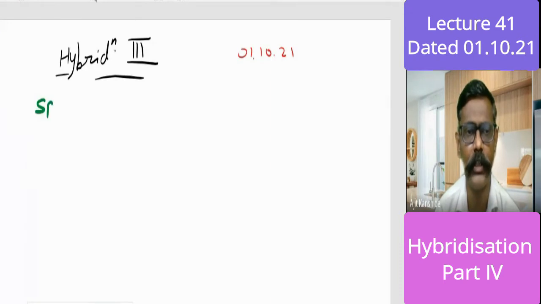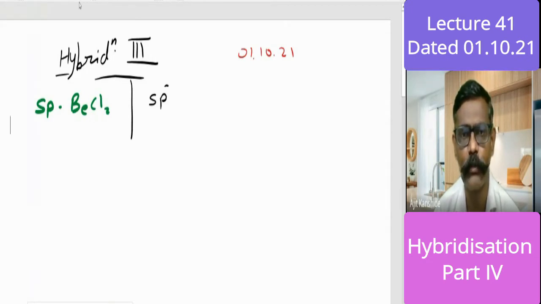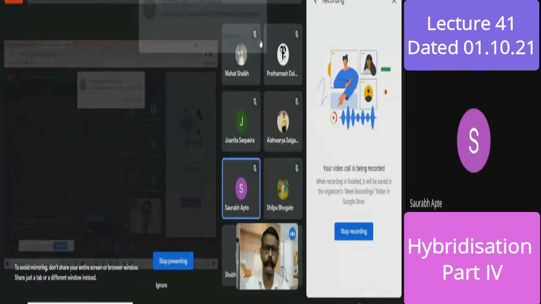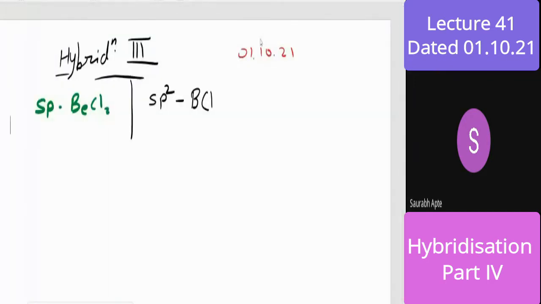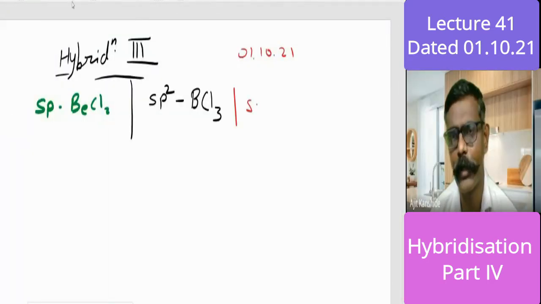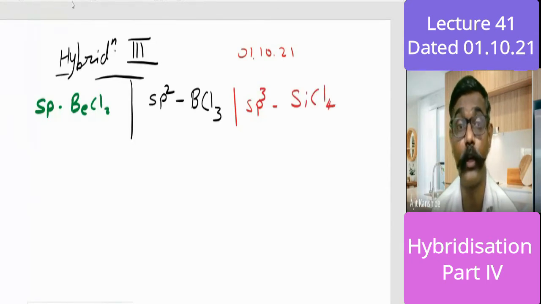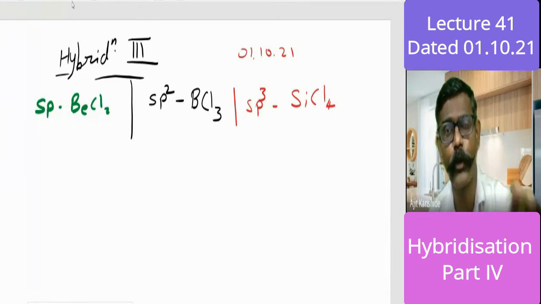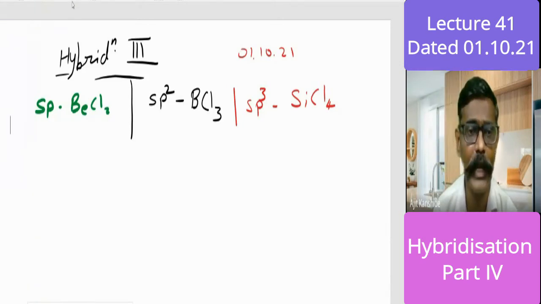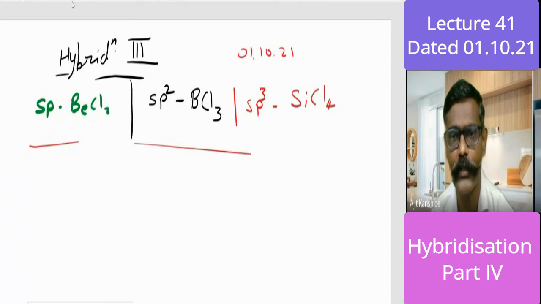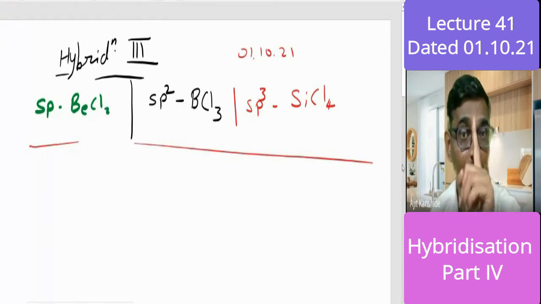sp hybridization, example is BeCl2. If I consider the sp2 hybridization, what's the example for sp2 hybridization? BCl3. Yes, BCl3. For sp3 hybridization, example is SiCl4. The format of explanation is given, point wise explanation given. Similar approach you have to apply for all the hybridization that I covered in hybridization part 1.